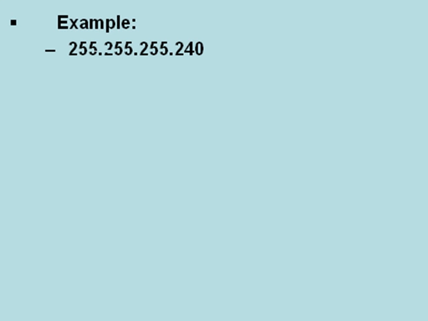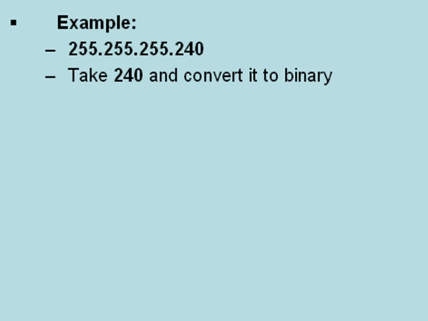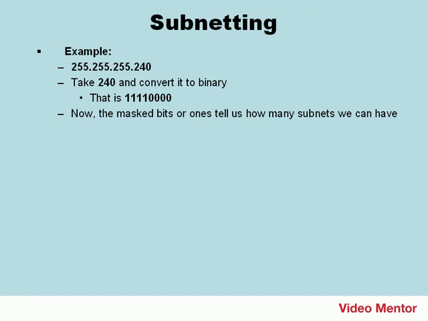Let's show an example of this. The subnet mask 255.255.255.240. What you want to do is take 240 and convert it to binary. That becomes 11110000. Now, the masked bits, or ones, tell us how many subnets we can have. There are 4 ones in the binary number 11110000.